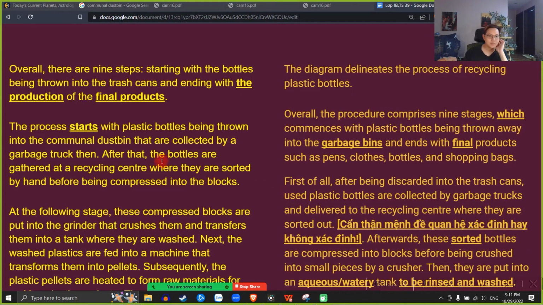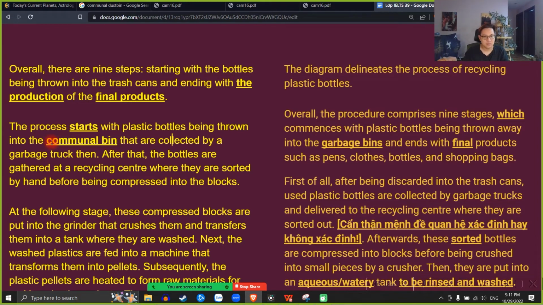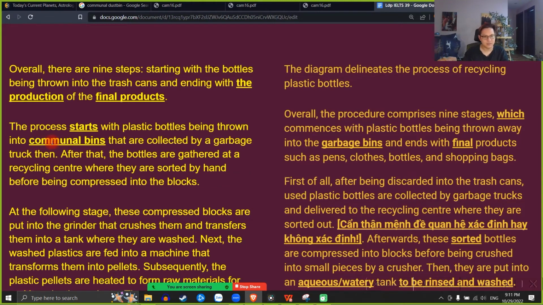Alright, let's come back to this one. I think communal bin is a good idea. Thùng rác công cộng nè. Nhưng mà cũng không có xác định là communal bin nào, cho nên là không có được. So it's not any particular communal bin, so you do not have the there.